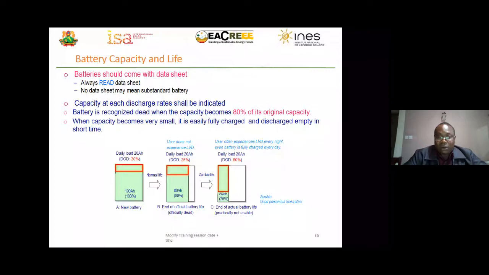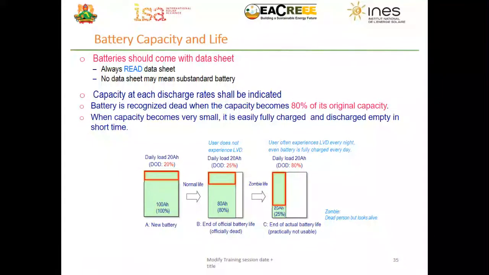So looking at it generally, if at home your daily loads require 20 Ah of a battery, and you have a battery capacity or battery bank of 100 Ah, then it means that you will only be discharging 20% of the battery, and therefore you will only be able to exploit 20%. So the depth of discharge of that battery will be 20%.